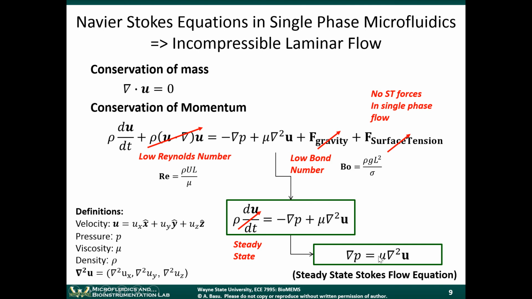The gradient of the pressure is equal to viscosity times del squared of the velocity. This term has to do with the viscous forces, the shear stresses on the fluid element. This term has to do with the normal forces, the pressure exerted on the fluid element. So this type of equation is easy to solve in various types of flow conditions.